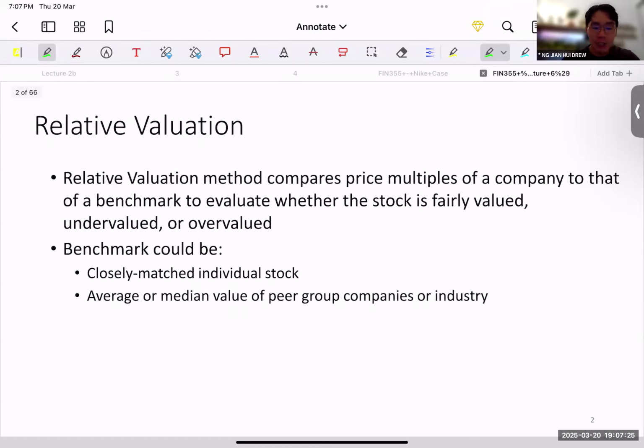Just a question I'd like to ask everyone. Is this the first time you heard of relative valuation, or have you heard something like this in other modules before? Okay, I have one person that says heard before, and there's a few first time as well. No worries. We have a mixture of first time and heard before.